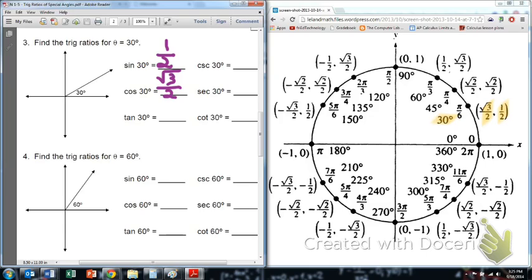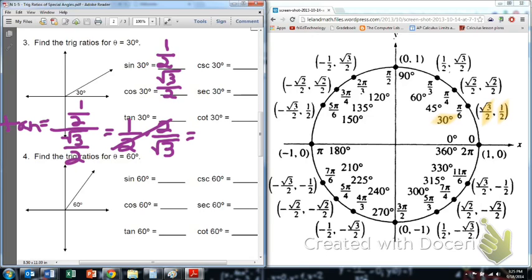For the tangent, we divide the y by the x. Tangent is y divided by x. When we divide fractions, we keep it, change it, flip it. We keep the 1/2, change it to multiplication, flip the square root of 3 over 2. So we get 1 over the square root of 3, or if you get rid of the square root in the bottom, square root of 3 over 3.